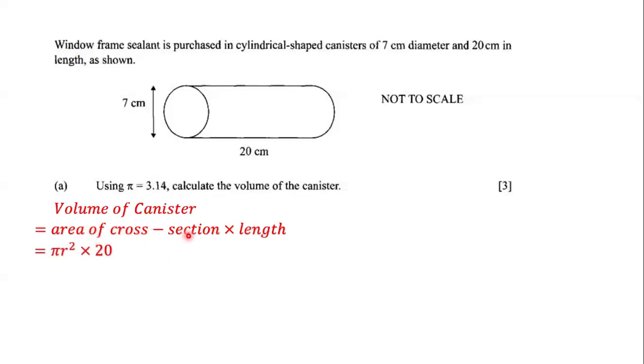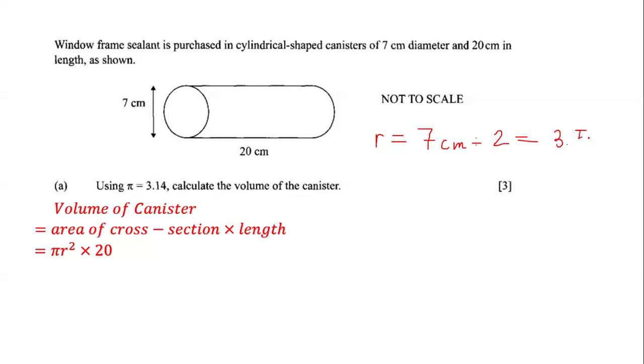Well, the area of the cross section is the area of a circle because the cross section is a circle. And so it's going to be pi r squared, because that's the area of a circle, and the length is 20. Now in this case, what is pi? Well, we know pi is 3.14, but what is r? R is the radius, and the radius is half of the diameter. The diameter is 7 centimeters, but we have to divide that by 2. And what is 7 centimeters divided by 2? It is 3.5.